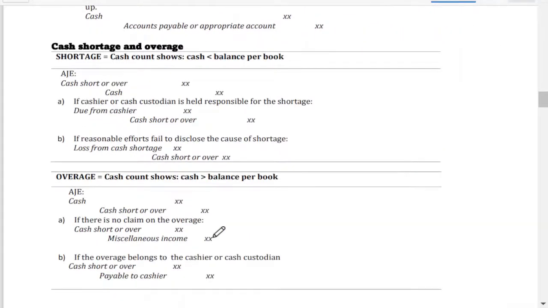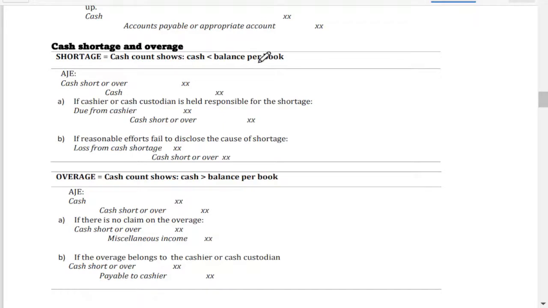Now, let's go to shortage and overage. When does an overage or a shortage happen? So, a shortage happens when your cash count shows that your cash per count is less than your balance per book. Ano yung cash count, ma'am? Ano naman yung balance per book?